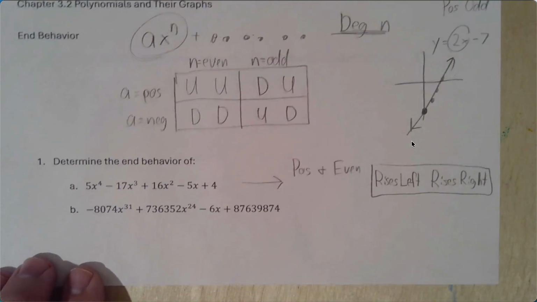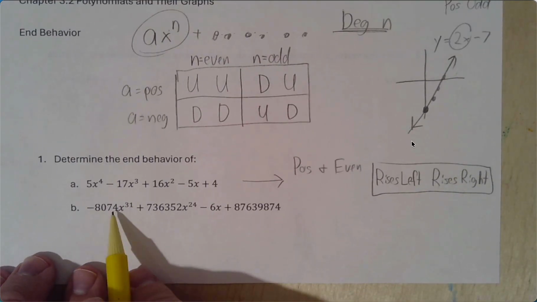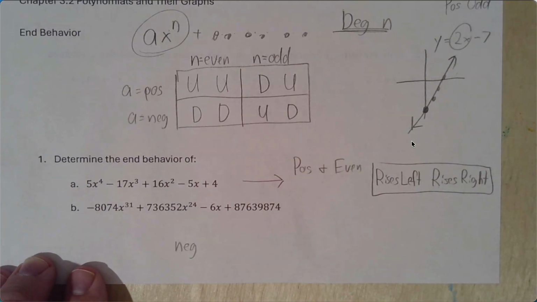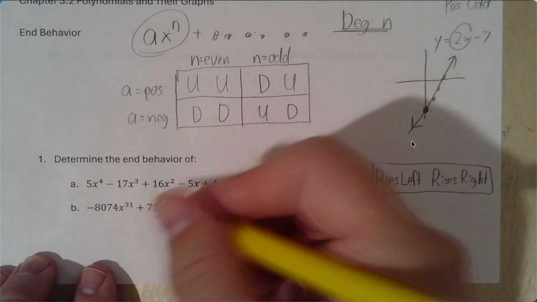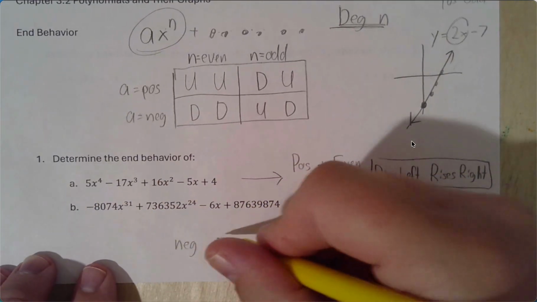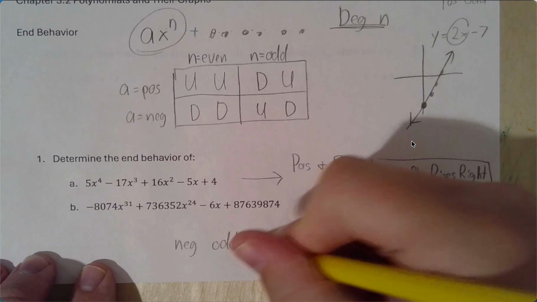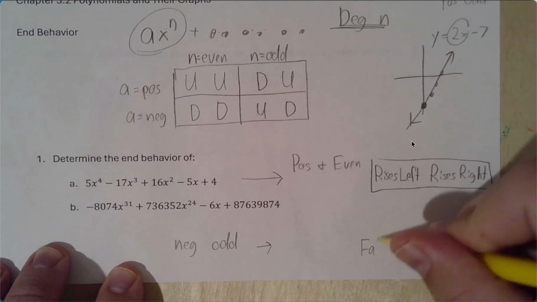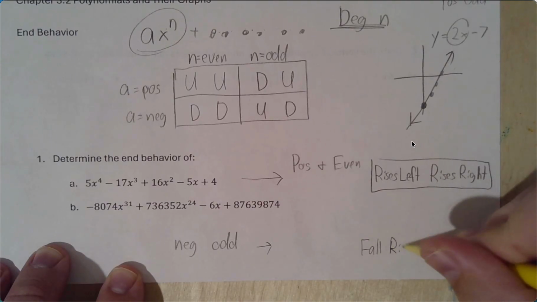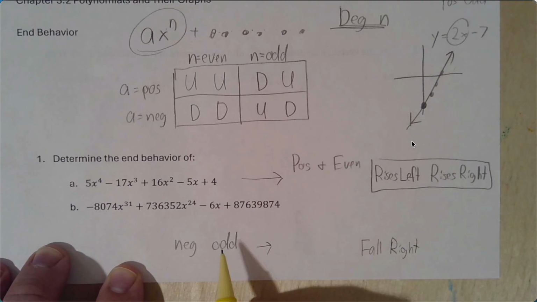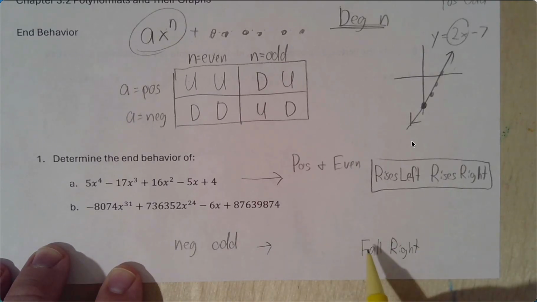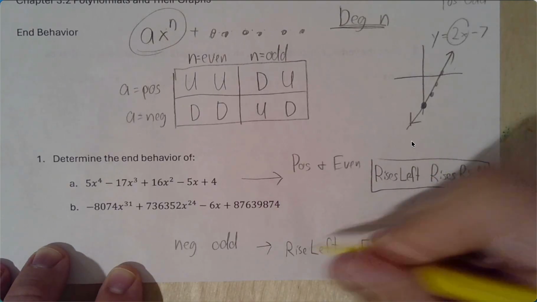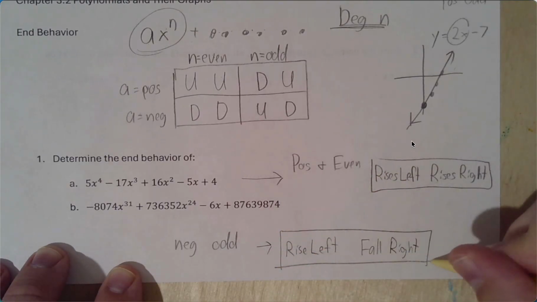Interesting. All right, this one. What's going on with this example? Well, it's negative 8,074, which is a big number, but guess what? The only thing that matters is that it was negative. From there, what's my highest exponent? Well, that's why I grabbed that number, because 31 is my highest exponent, and 31 is odd. And so from there, anything negative ends by falling to the right or down to the right. Anything odd has opposite ends. So if it fell to the right, then it will rise to the left, as your homework will say it.